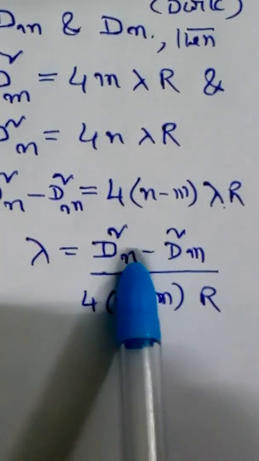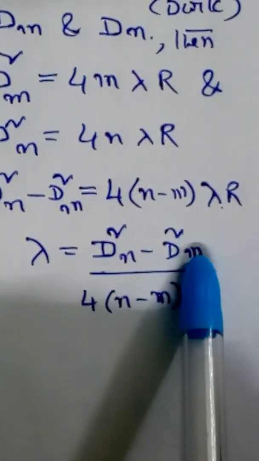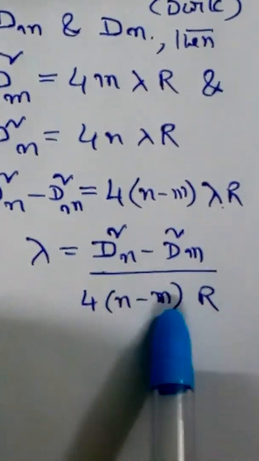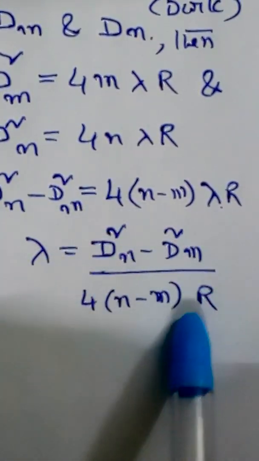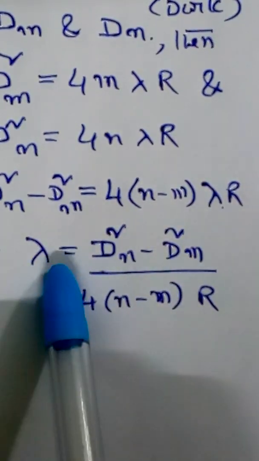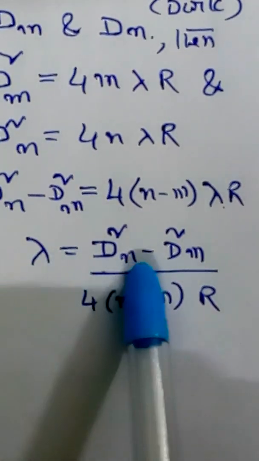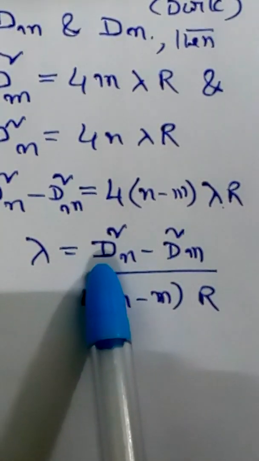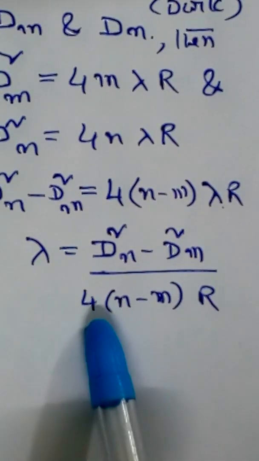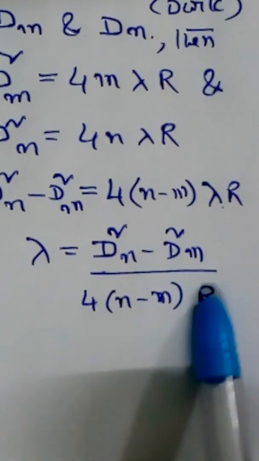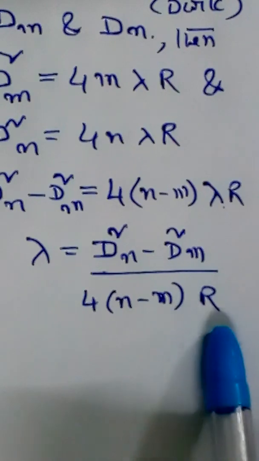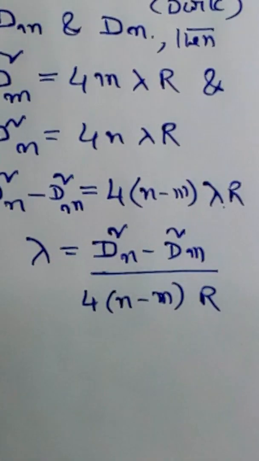So what are the variables? Diameter of the nth ring, diameter of the mth ring, radius of curvature. N and M are ring numbers. By measuring these values and substituting in the right hand side of this expression, we can determine the wavelength of a light source. Clear? So with this derivation, having got lambda as an expression, now we will experimentally set up something and find the value of lambda.